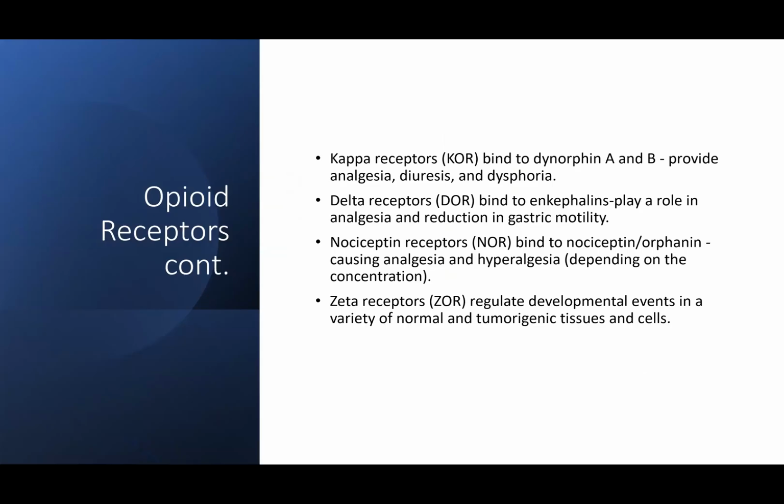And then just briefly, the rest of the receptors. The kappa receptors bind to dynorphin, also involved in analgesia, diuresis and dysphoria. The delta receptors bind to enkephalins, and play a role in analgesia and gastric motility. Nociceptin receptors bind to nociceptin and have an effect on analgesia, and also hyperalgesia. And then zeta receptors are thought to help regulate developmental events in a variety of cells.